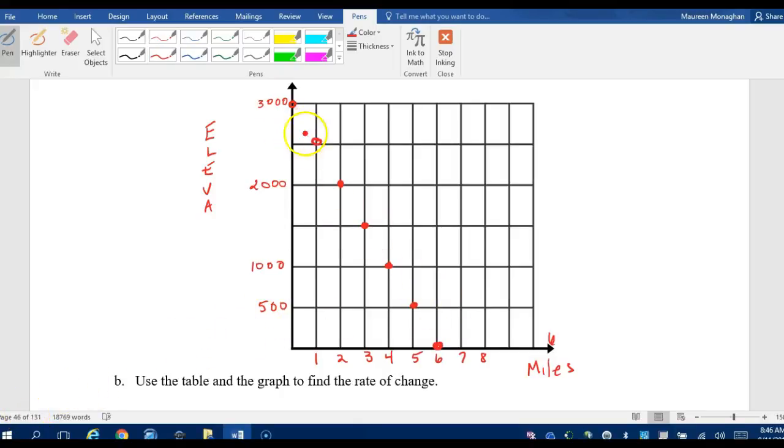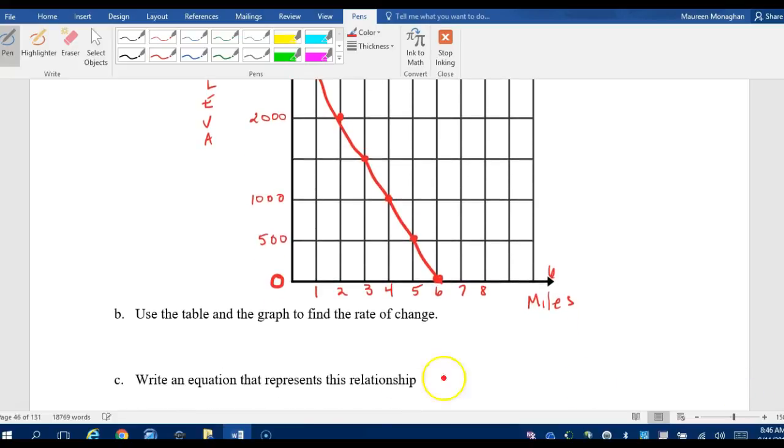Alright, did you get the same thing? So let's connect these. And what does this even tell us? Well, this is elevation here, and at 0 elevation. So that means it's reaching the ground. What does that even tell us? That means 6 miles to reach the ground.